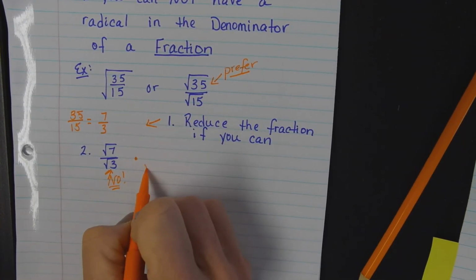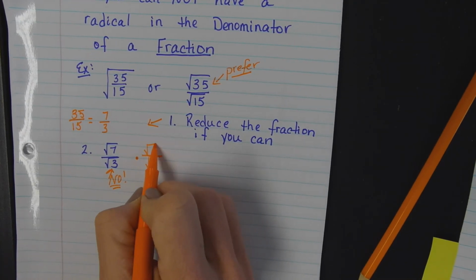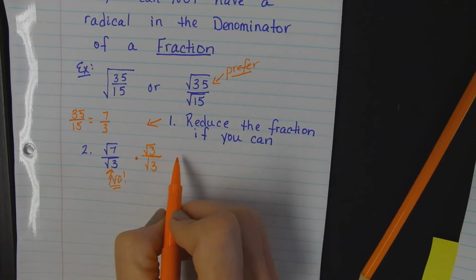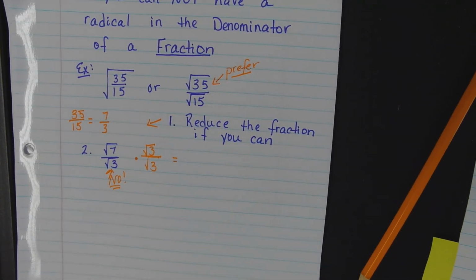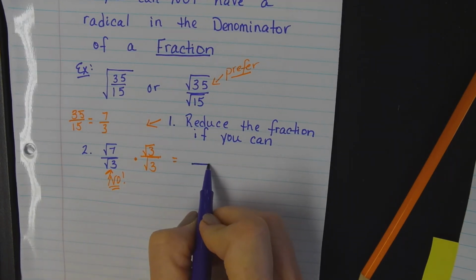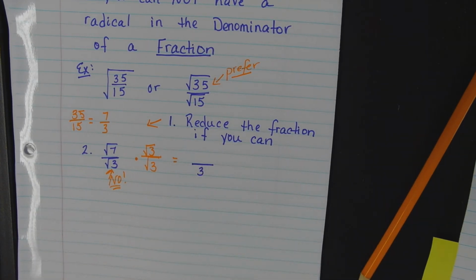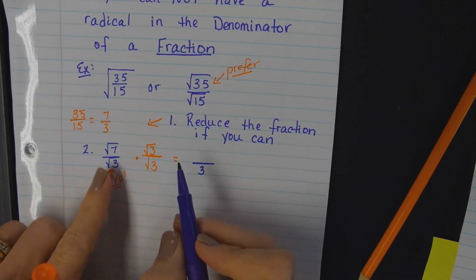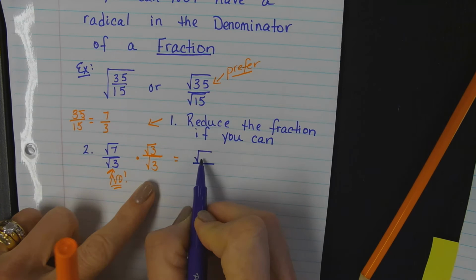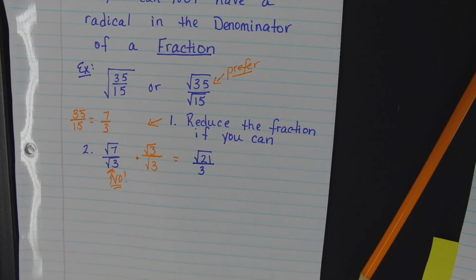So what you're going to do is multiply the numerator and the denominator by square root of 3, because square root of 3 times the square root of 3 is simply 3. Guess what's gone now? The radical. 7 times 3 is what? 21. Now, can we simplify this anymore?